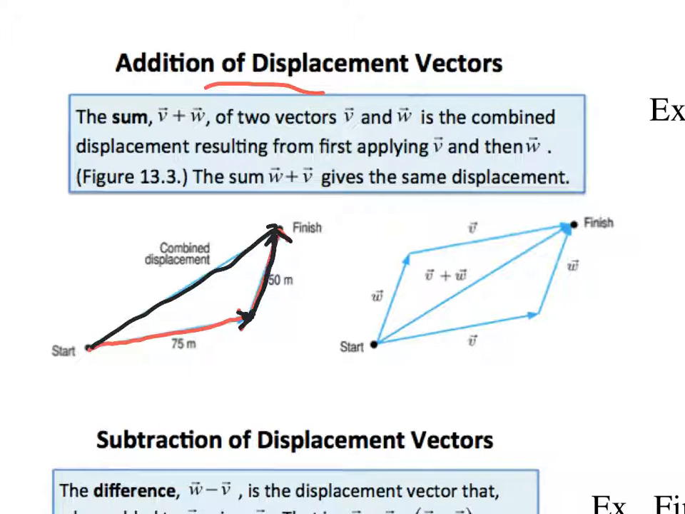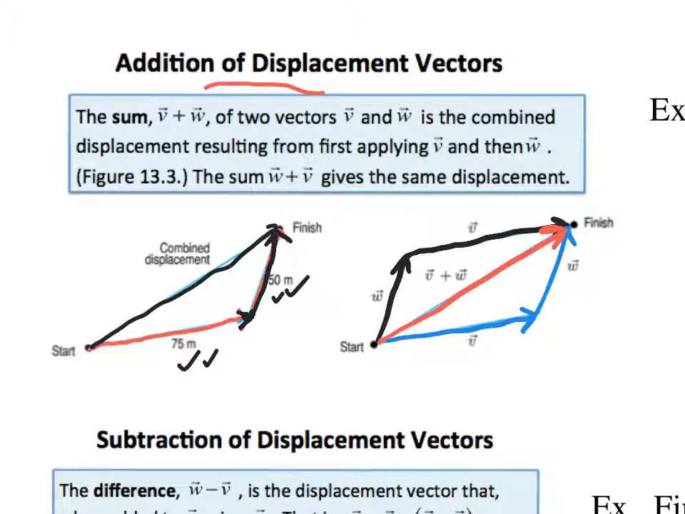Now, does it matter if I do this one first and then this one second, or if I do this one first and then this one second? No, it turns out that it doesn't matter. So if I go here first and then I go here, that's going to be the same as starting off by going here and then adding this one. I end up exactly in the same spot. This is my resultant vector, and so this is my finish line. We're going to be adding vectors by components, but you need to know the geometry of them as well.